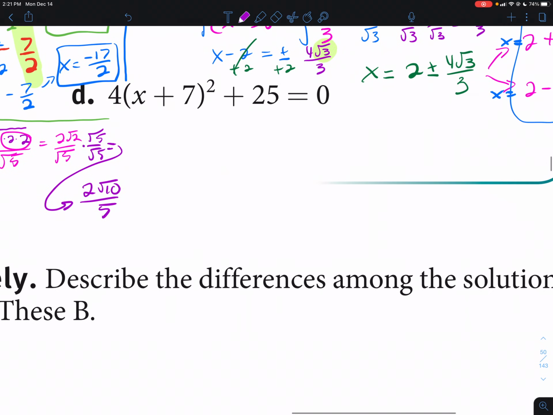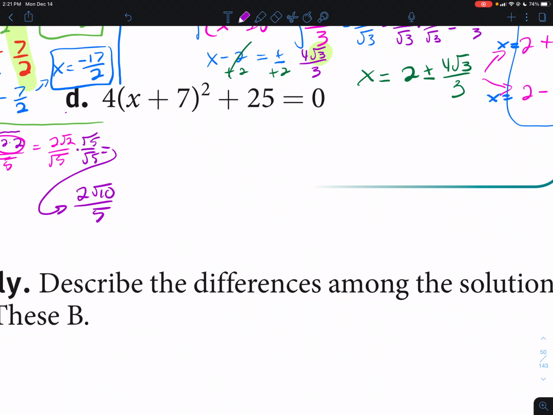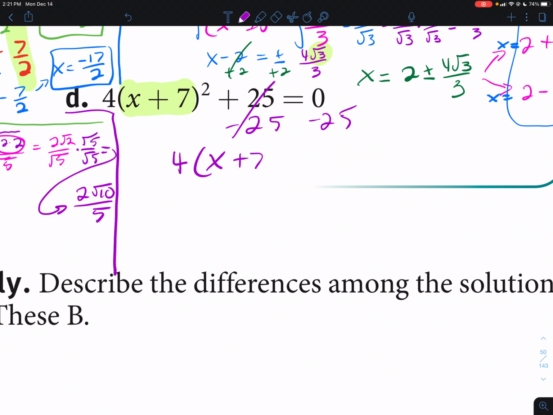Okay, number 4, last example. Draw a line here to separate. Got to isolate the x plus 7 squared before I can take the square root. So I'll subtract 25 from both sides. I can already tell this is going to be imaginary. 4 times x plus 7 squared equals negative 25.